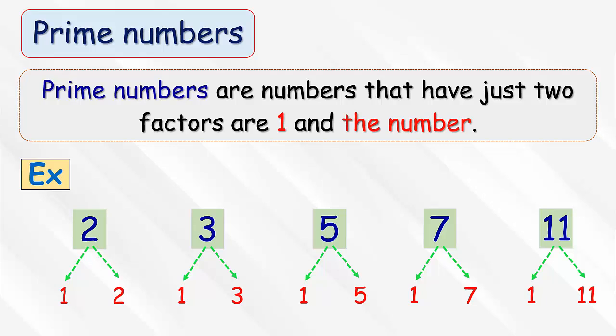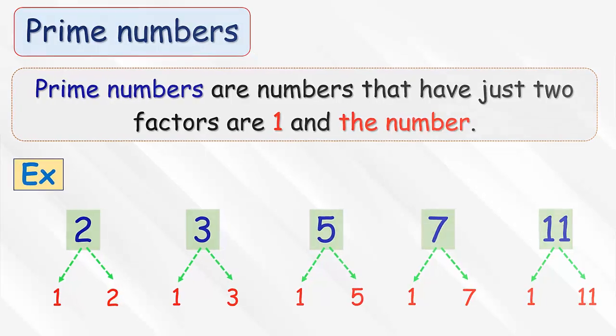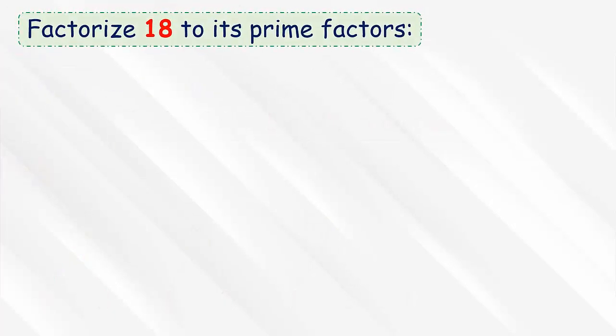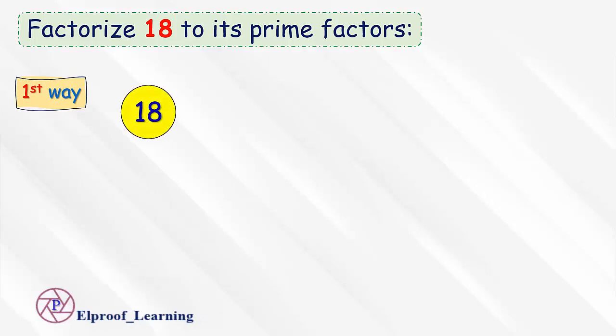Now we are going to learn how to factorize any number to its prime factors. For example, let's factorize number 18 using two ways. First way is the tree method, and we apply this method by writing the number 18. Then we search for two numbers whose product is 18, so that one of them is a prime number.